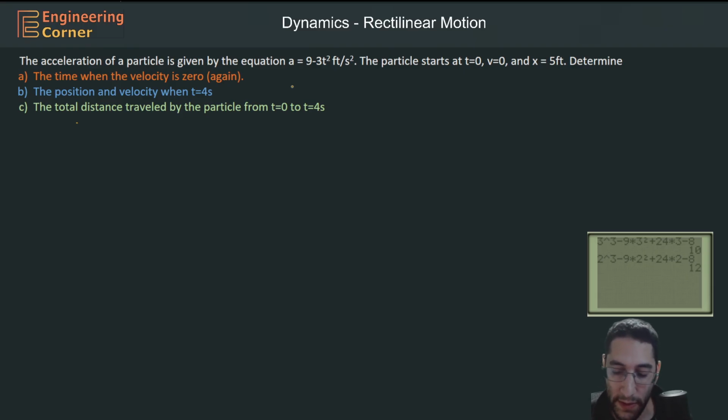And what we want to do is sort of the same thing we did in the last problem. We want to determine the time when the velocity is 0, the position when it's 0 again, the position and velocity when our time is equal to 4 seconds, and the total distance traveled by the particle from t is equal to 0 to t is equal to 4 seconds. So it's very similar to the problem we just did, except instead of taking derivatives, we're going to have to take integrals.